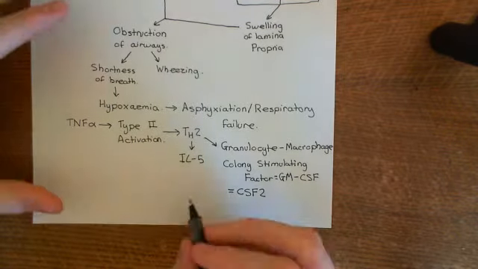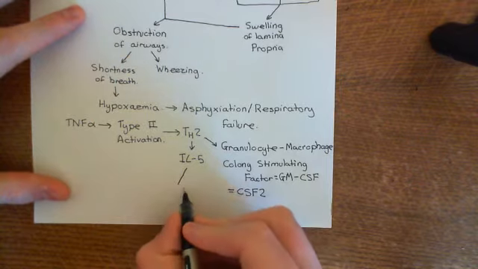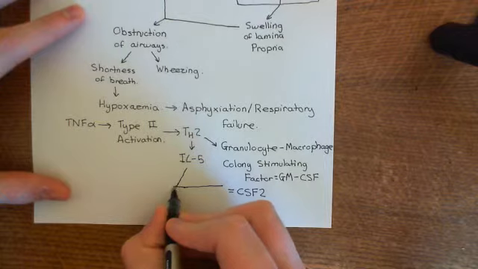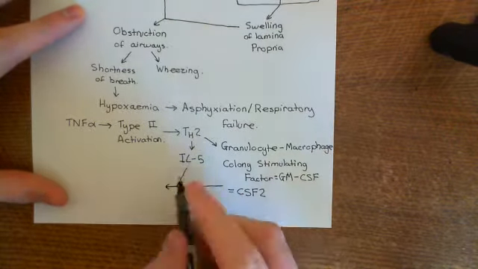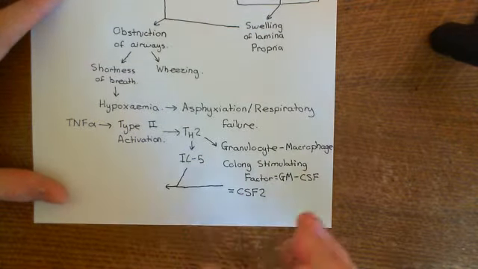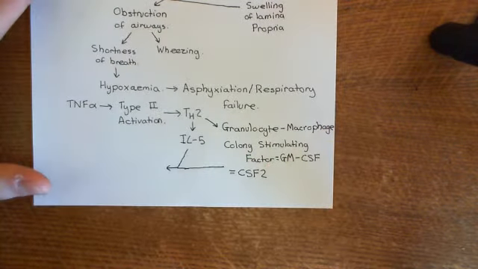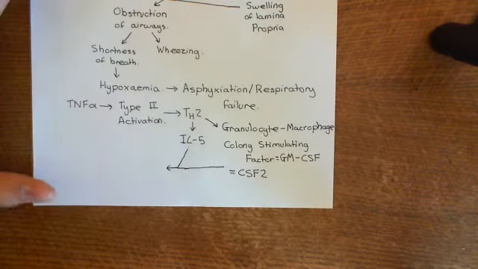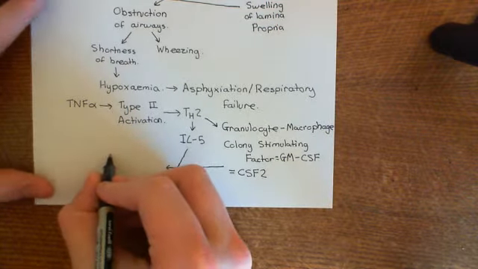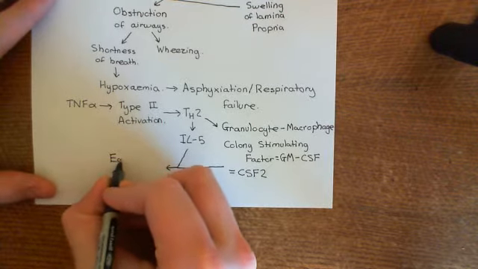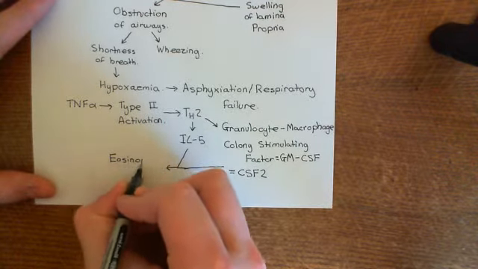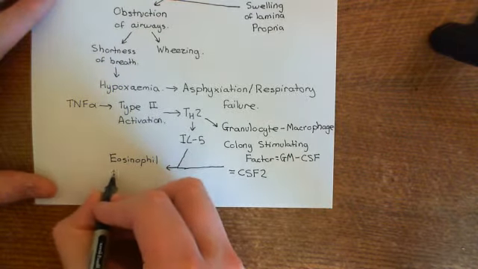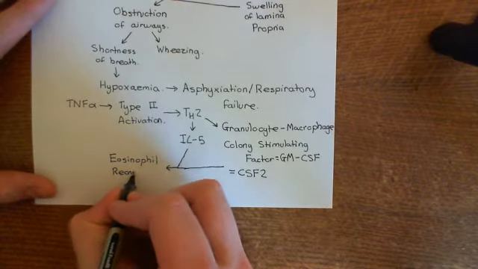Now, these 2 cytokines are very good at recruiting eosinophils to the site of where they are. So interleukin-5 and CSF2/GM-CSF, they're going to go up within the lamina propria of the bronchi, and they're basically going to lead to eosinophils, which is a type of white blood cell within the blood, being recruited from the blood into the affected area. So you're going to start getting eosinophil recruitment.